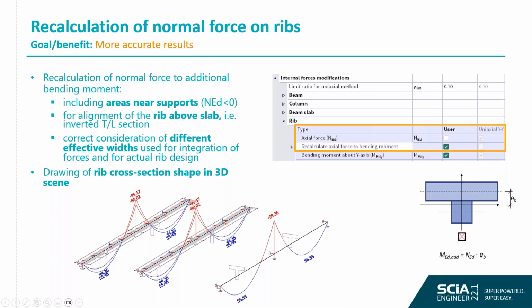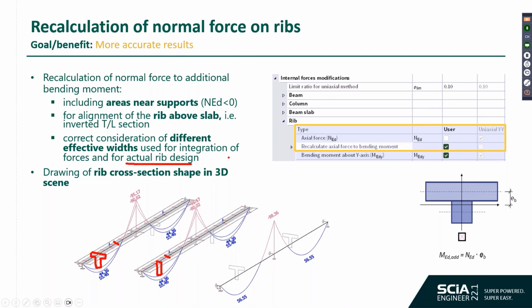So here on the figure you can see that we have effective width which is the same, but design cross-section is in both cases different. And now we visualize the cross-section shape from the effective width which is used for concrete rib design, while the integration width is presented, as you can see, by this gray strip.